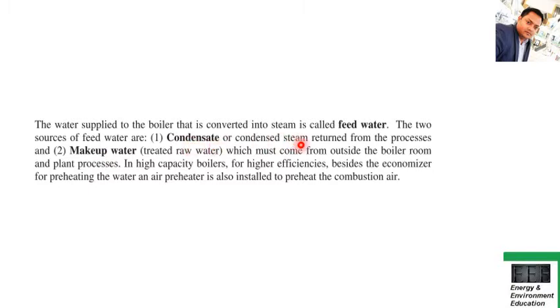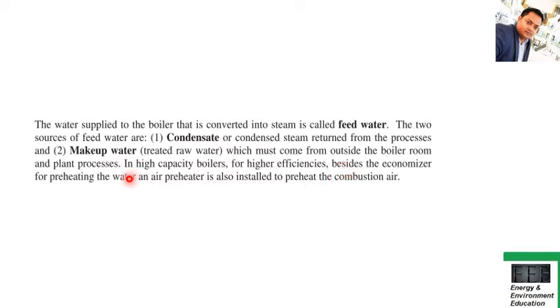Condensate, or condensed steam returning from the process: suppose once the steam is generated and it flows to the process area, and once it is used in the process area, again it comes back. That condensate, when it is recovered and fed again, is also called the feed water, friends. The second thing is the makeup water, because once the steam is generated, you have some losses of water. So basically the makeup water is treated raw water which must come from outside the boiler room and plant process, friends.